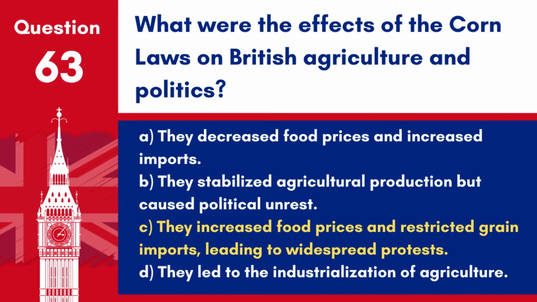Answer: C. They increased food prices and restricted grain imports, leading to widespread protests. The Corn Laws, enacted to protect domestic grain producers, had the effect of increasing food prices and limiting grain imports, which contributed to economic hardship and political unrest, culminating in their repeal in 1846.